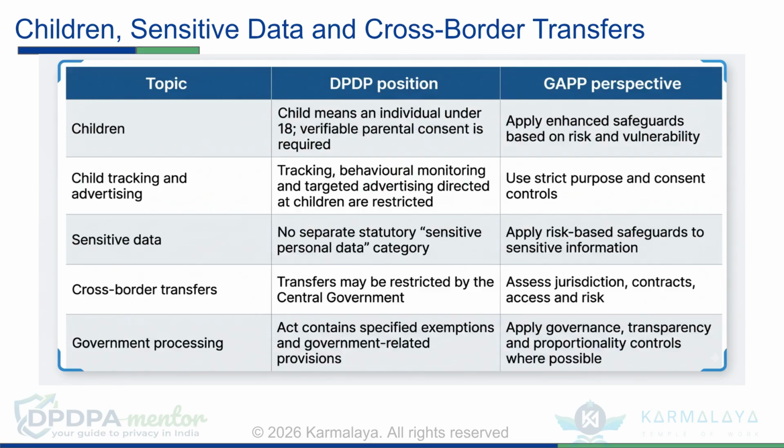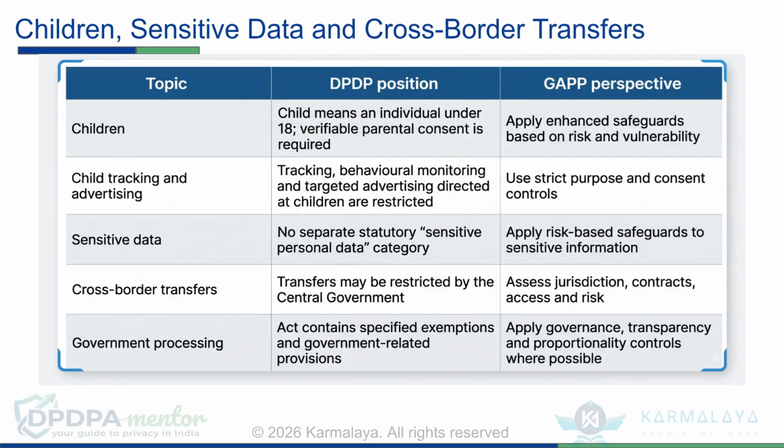The statutory definition of a child is under 18, and the Act prohibits tracking, behavioral monitoring, and targeted advertising directed at children, subject to prescribed exceptions. Unlike GDPR and several other frameworks, DPDP does not establish a separate general category of sensitive personal data.